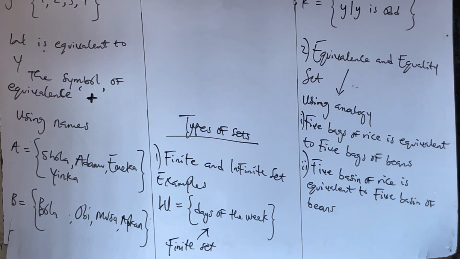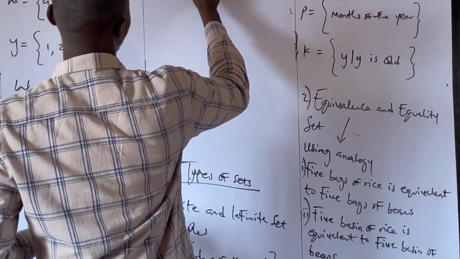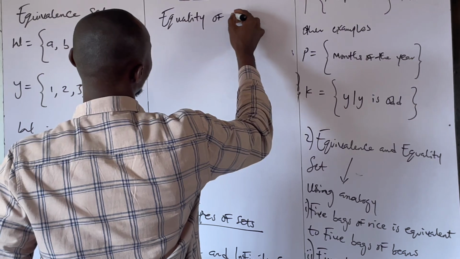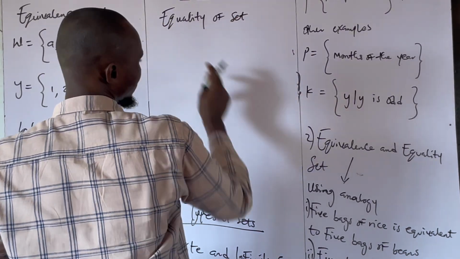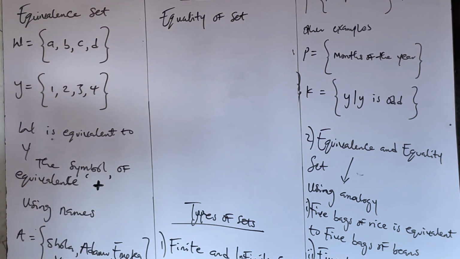And before I continue on equality of sets, don't forget we are still in number two. Now from the word equality, something being equal, you have one, two, three, four. And you have one, two, three, four, and you have three, two, four, one. They are equal.